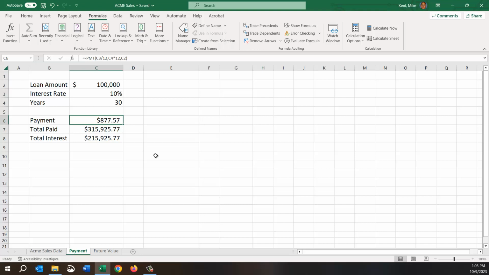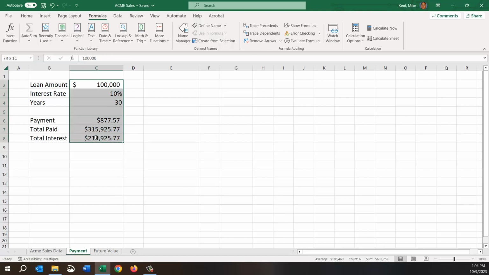Now, what you have to add on to that is your homeowner's insurance, which might be $1,500 a year, which is going to add $150 a month, and your property taxes might be $3,000 a year for a $100,000 house. So that might be another $300 a month. So you're actually going to be paying more like $1,300 a month altogether if you were to buy this $100,000 house.